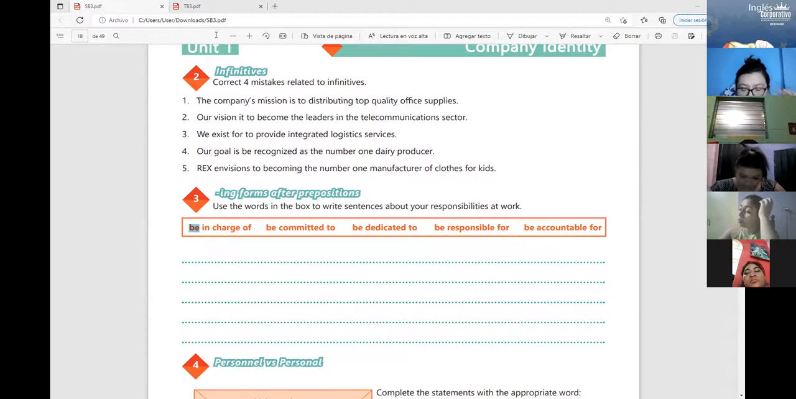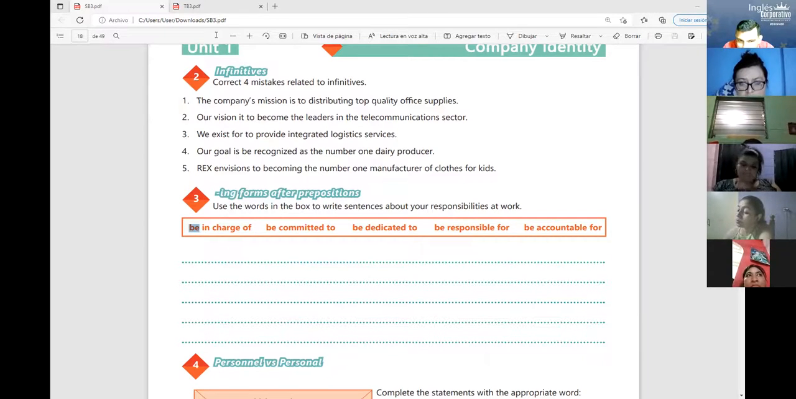Una vez más. Entonces sería I am is. Sin el is. I am committed to in exactly. My work in the program Smart Credit. Okay. Excellent. Muy bien. I am committed to.